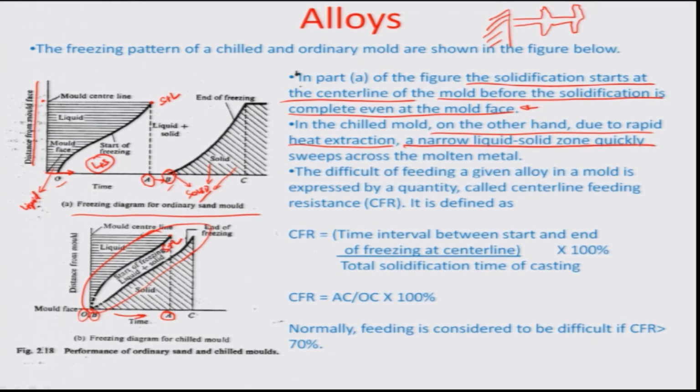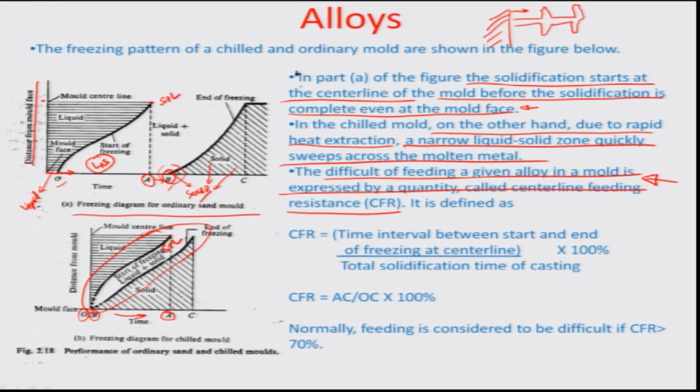So, a narrow liquid solid zone quickly sweeps across the molten metal, and the difficulty of feeding a given alloy in a mold is expressed by the quantity called center line feeding resistance. I think this we had done in the last lecture as well. So, obviously, if there are solidification fronts formed before the mold face is even solidified, it is very difficult for the liquid metal to feed in, because it has to pass through all these different solid boundaries. Okay.